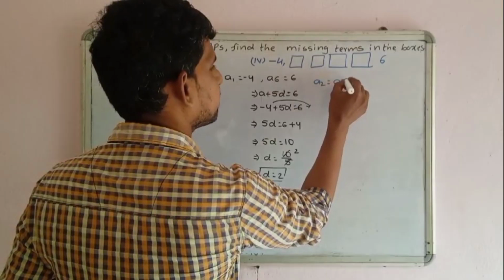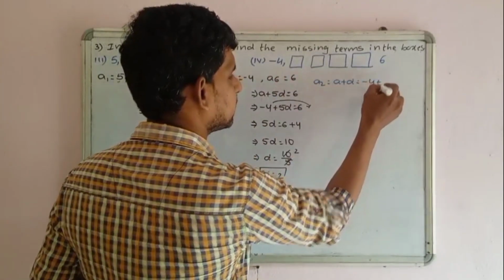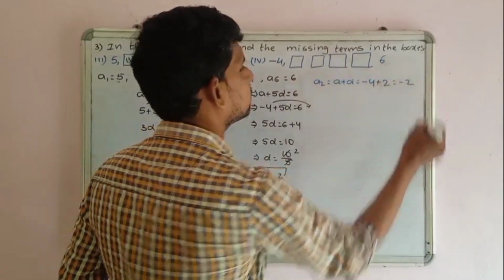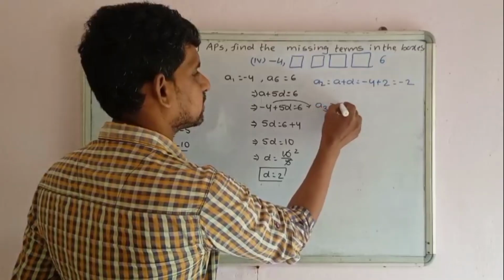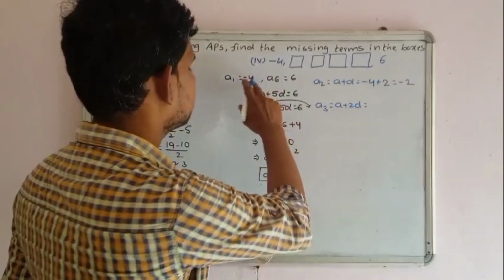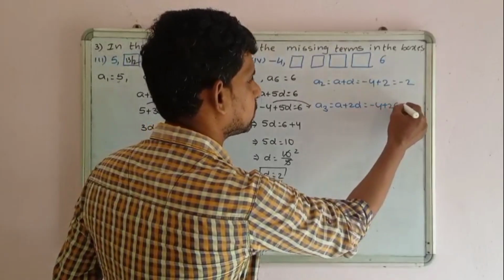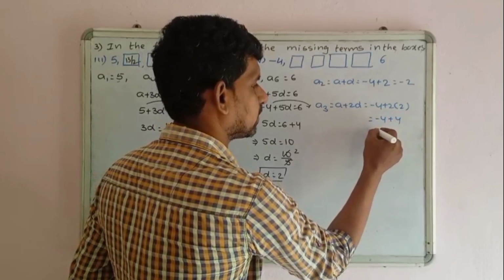A2 is nothing but A plus D. A value is minus 4 plus D value 2. Minus 4 plus 2, minus 2. Next, A3. So A plus 2D. So A value minus 4 plus 2 times D value 2. Minus 4 plus 2 2s are 4. That equals 0.